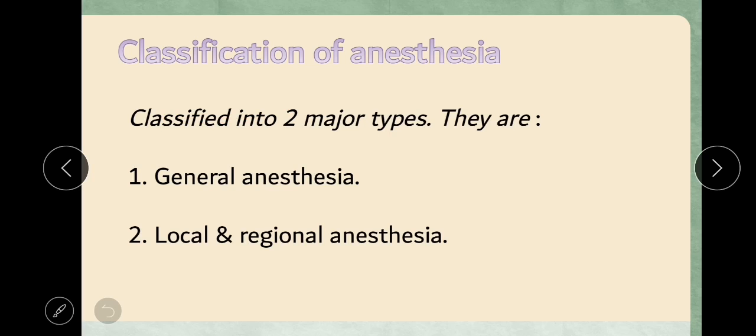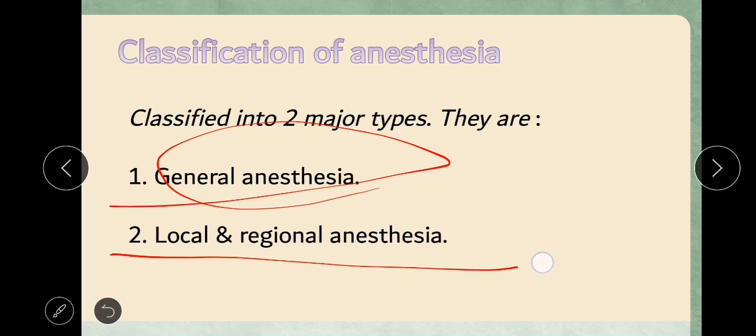Okay, classification of anesthesia. There are two classifications of anesthesia. The first is general anesthesia. Second is local and regional anesthesia.